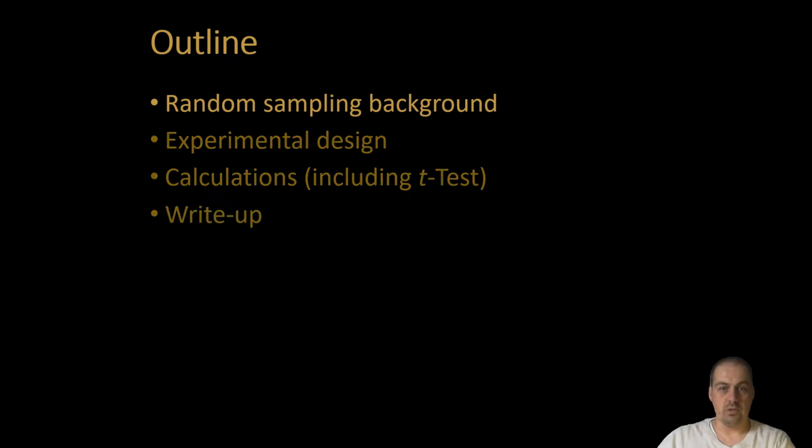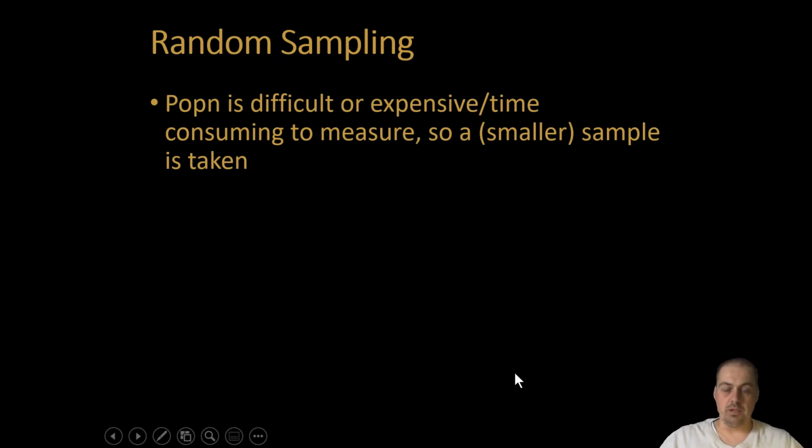So we're going to start with the random sampling background. In nature, some populations are either really large or just impractical to measure, or it's really expensive or time-consuming to measure all of the individuals or organisms within a population. So to overcome this, scientists take smaller samples from that entire population and try to extrapolate the data from a smaller sample to the larger population.